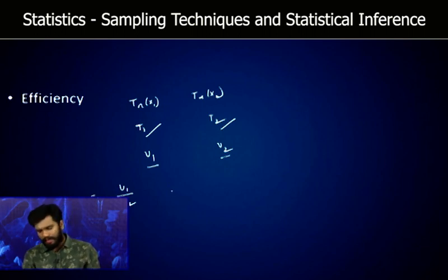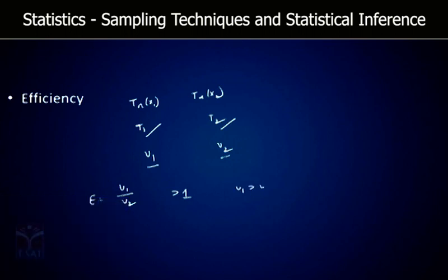Now if it is greater than 1, what does that mean? V1 is greater than V2. So in this case we can say that estimator 2 is more preferable than estimator 1. Whenever we have more variance, that is a less efficient estimator. Whenever you have less variance, that is a more efficient estimator. You have to remember this point.